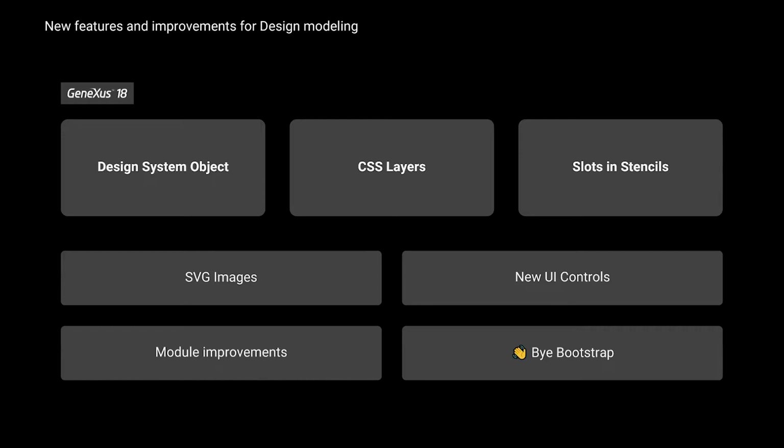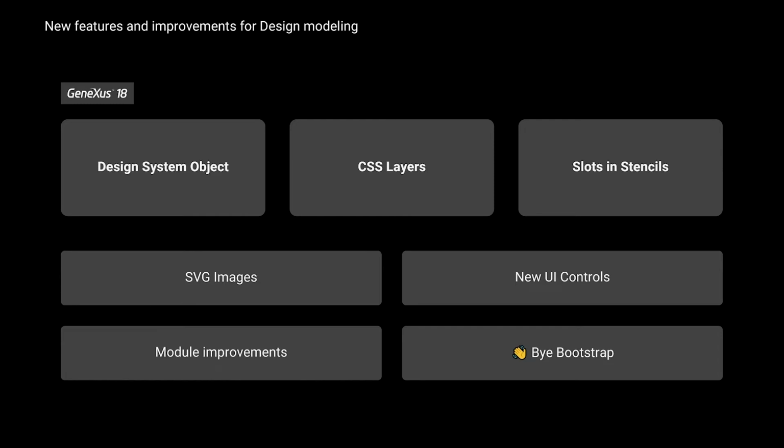We have these new CSS layers in the web generator, which gives us a better control of the CSS files that are updated in our application and the way that they are loaded. We also improved the stencil object by adding the possibility to introduce dynamic content through the use of slots. This generates much more power for reuse in this object. We also improved the way that we manage image resources and SVG format for all platforms, new UI controls that will be distributed by default with GeneXus.